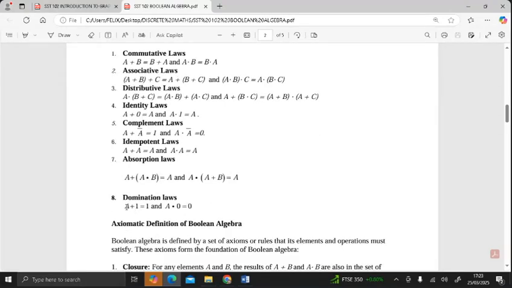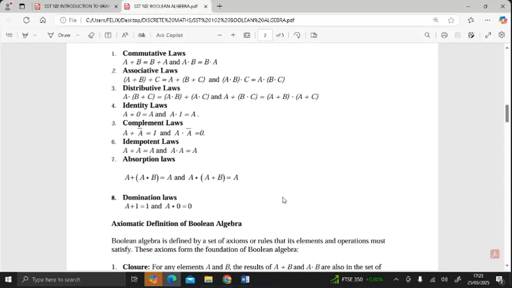So we see that now we have domination laws. In this case, we have A or 1, and this one takes up the value 1. And A and 0 is 0.